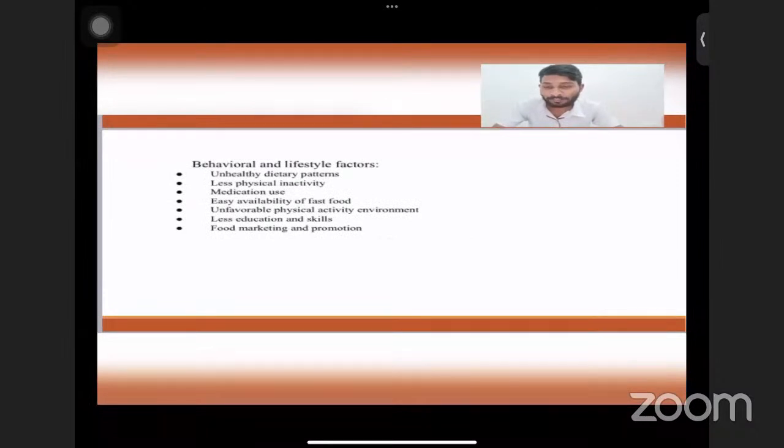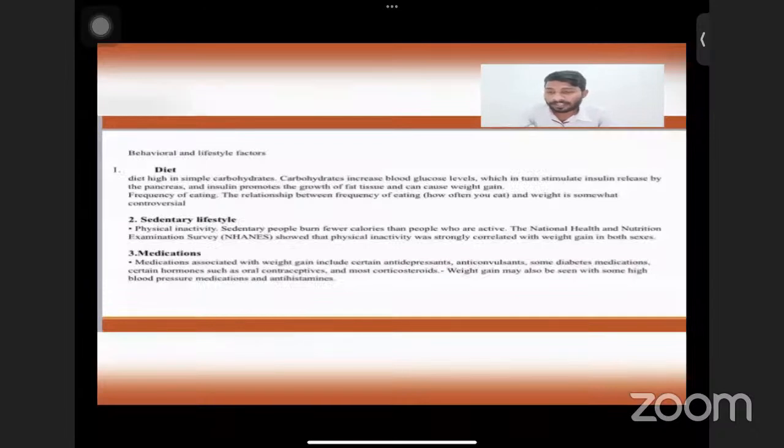Behavioral and lifestyle factors are unhealthy dietary patterns, physical inactivity, medication use, easy availability of fast food, unfavorable physical activity environment, less education and skills, food marketing and promotion. Diet high in simple carbohydrates. Carbohydrates increase blood glucose levels, which in turn stimulate insulin release by the pancreas, and insulin promotes the growth of fat tissue and causes weight gain.